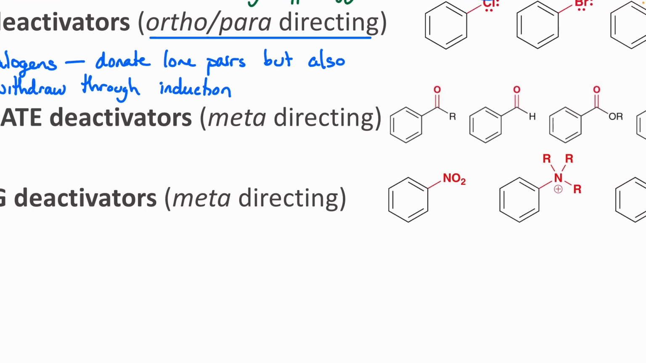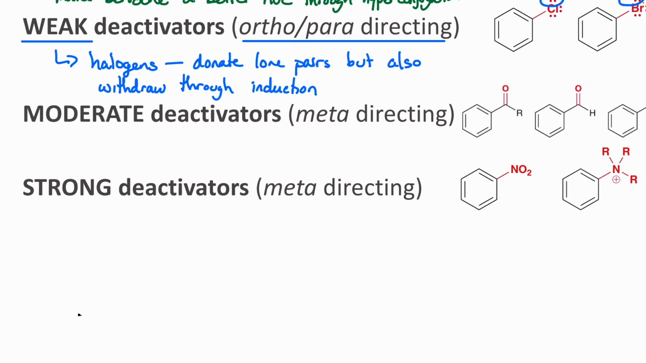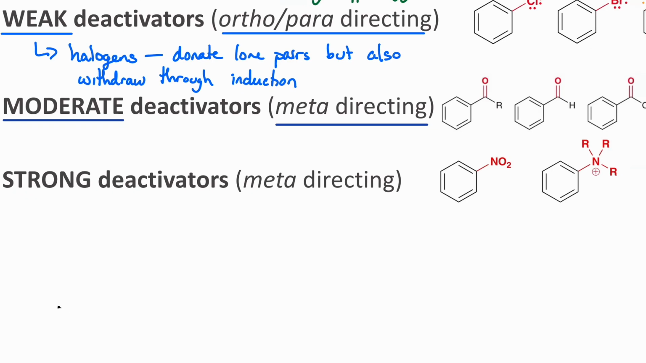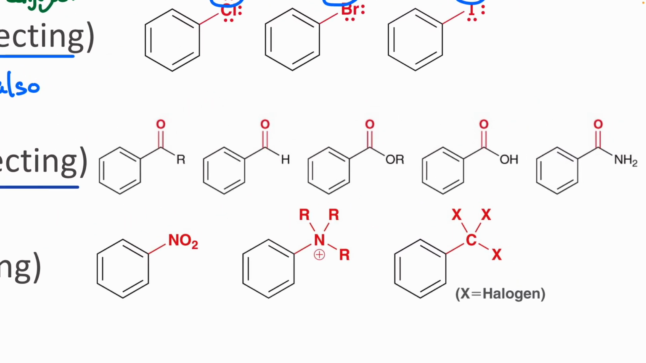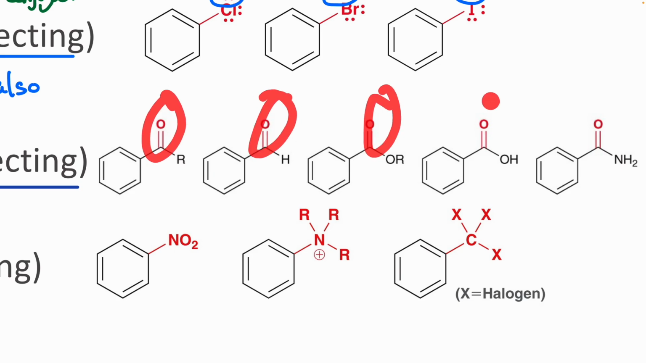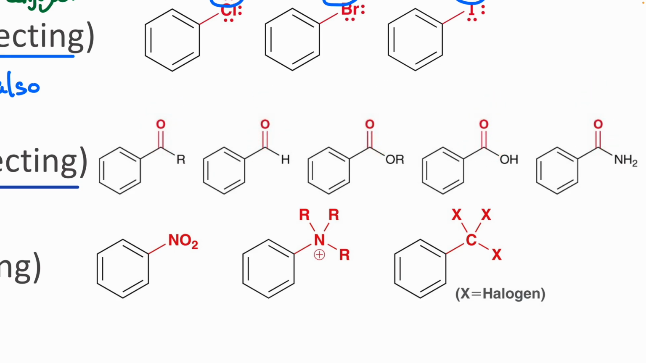All right, our next category, now we're into our meta-directing groups. So we have these moderate meta-directors here. All right, and what structural feature do these moderate meta-directors all have in common? That carbonyl group, right? That carbonyl carbon bonded to that benzene ring.